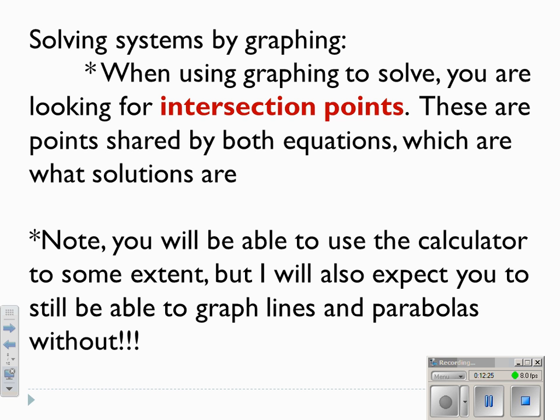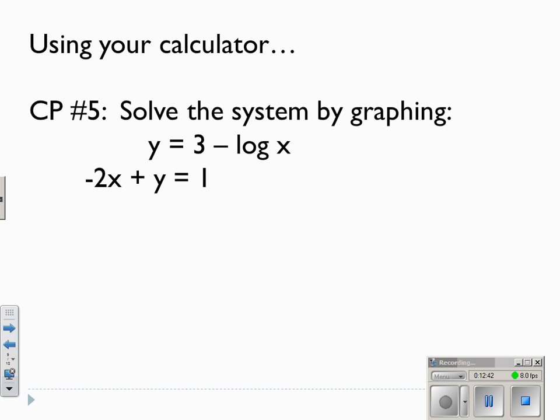You guys are much more proficient than I am at the graphing calculator. So please look on page 428 at the graphical approach, play around with a couple of them, especially the ones that have logs in them, and see if you can find those intersection points. For example, this one's checkpoint number 5, at the bottom of page 428. Go ahead and graph both of those.